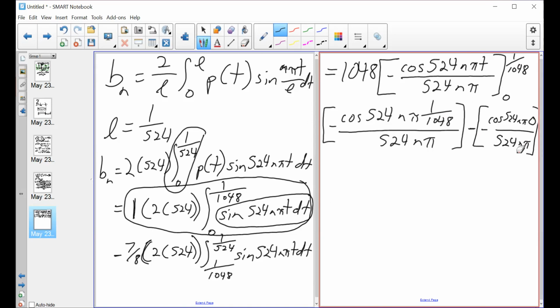Okay. Now we're ready to just do the algebra on this. So what we're going to do is we're going to say negative cosine 524 divided by 1048, two numbers, and that gives us negative cosine.